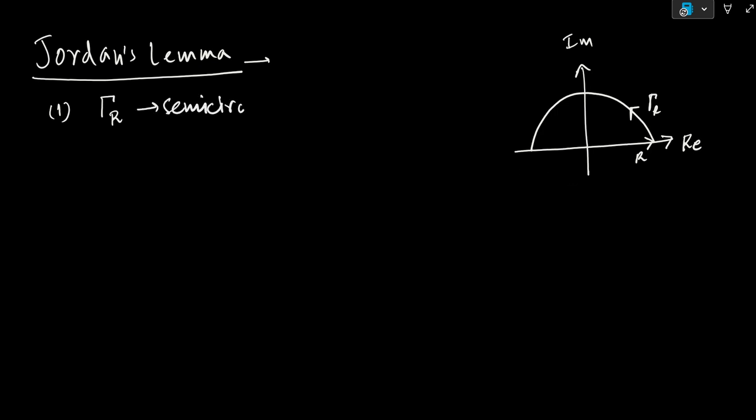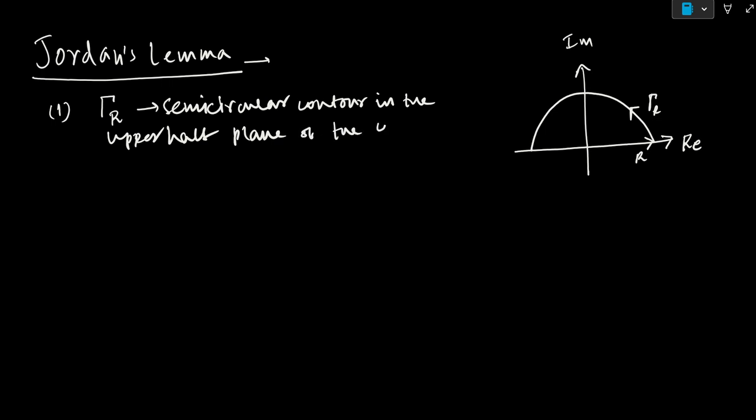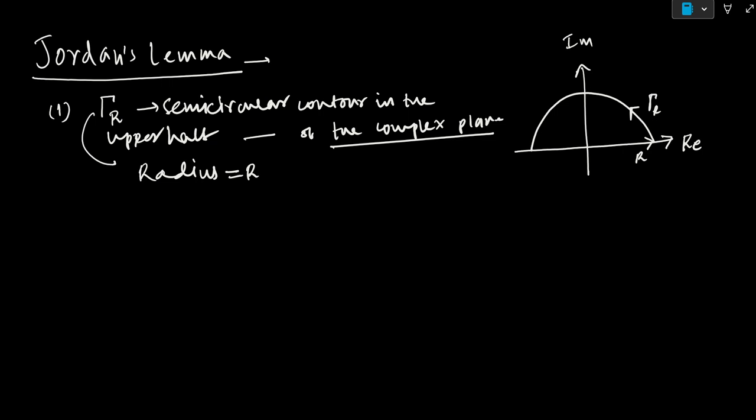this is a semicircular contour in the upper half plane of the complex plane, or you can say that this is the upper half of the complex plane. Okay, where this semicircle has some radius equal to r, and if you take a point on this semicircle, this is nothing but a z prime, and you can write z prime is r times e to the power i theta, of course. Okay, r times e to the power i theta, this is your theta. Okay, this is the first thing.